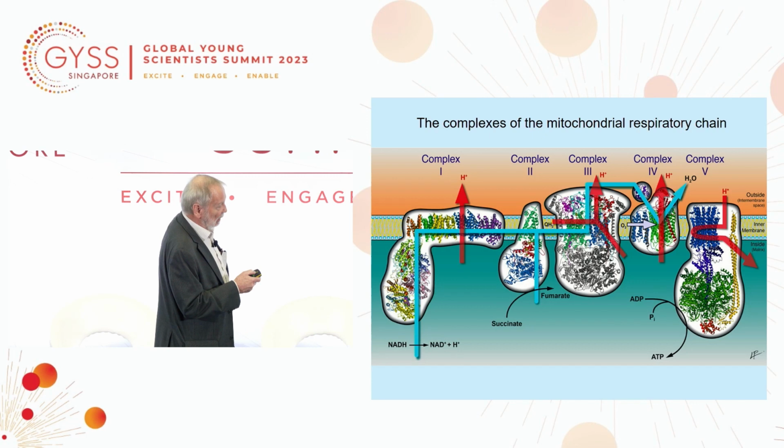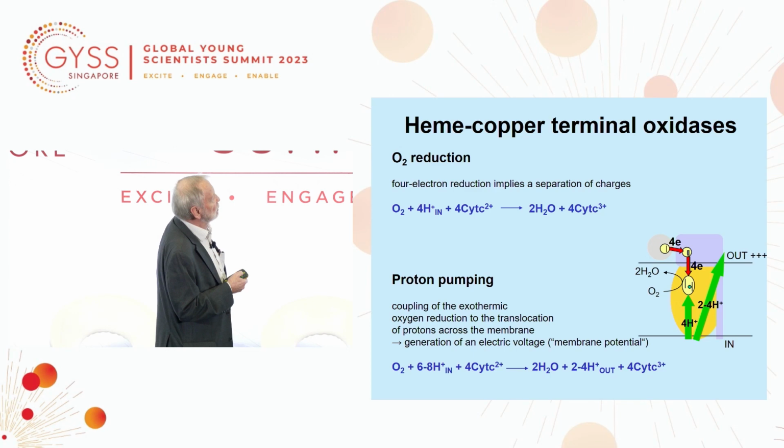Now in the respiratory chain, at the terminal enzyme, we have the cytochrome c oxidase, which uses cytochrome c in order to reduce the oxygen to water. The heme copper oxidases, which include the cytochrome c oxidases, have the reaction: we have oxygen, which comes from the membrane. We have four protons from the inner side of the mitochondria or bacteria. We have four reduced cytochrome c molecules providing the electrons from the outer side. So we get generation of an electric voltage, the so-called membrane potential, across the membrane, and we also get a pH gradient across the membrane.